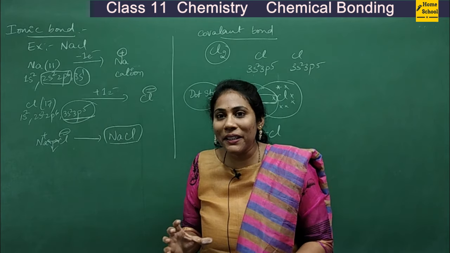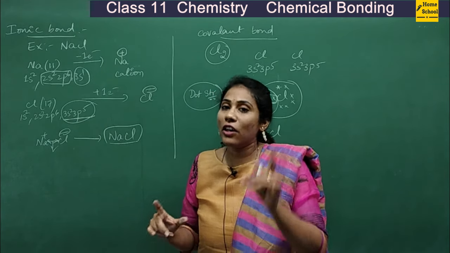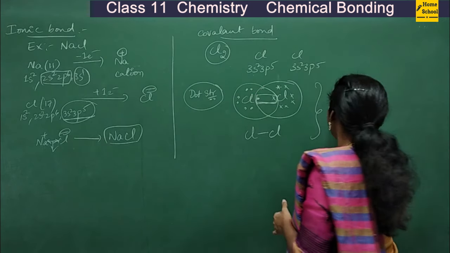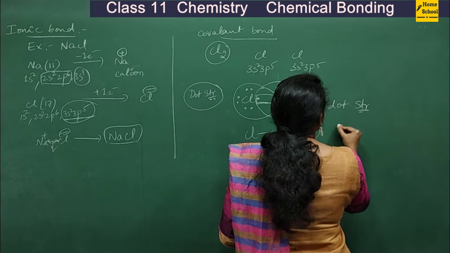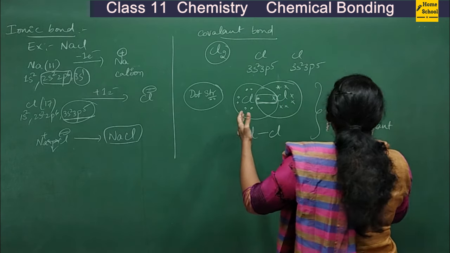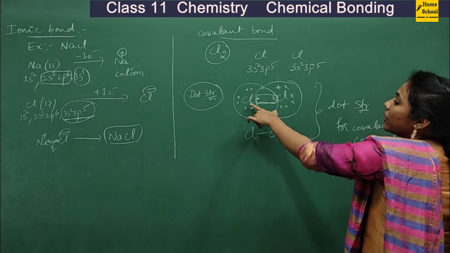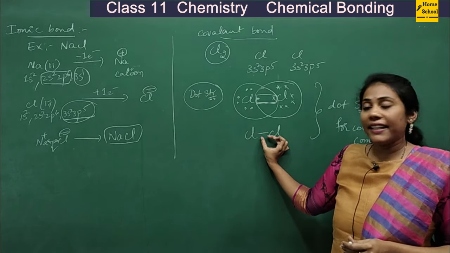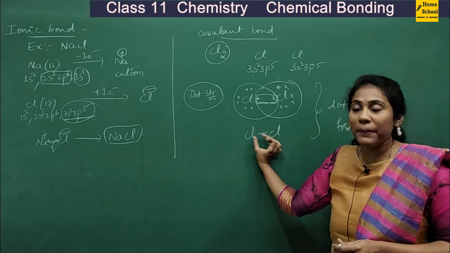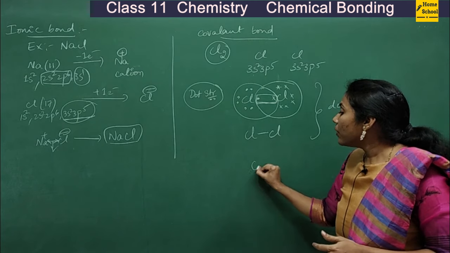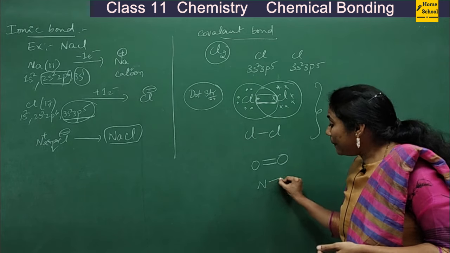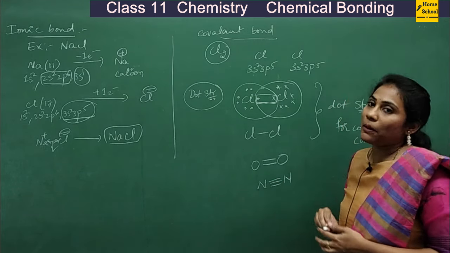In the Carbon and its compounds chapter, we have learned how to draw dot structures, right? Usually dot structures are written for covalent compounds. This is called a covalent compound, a covalent molecule, because sharing of electrons is taking place. This is called a bond. If one pair is shared between two atoms, one bond is formed. If two pairs are shared, a double bond is formed. If three pairs are shared, a triple bond is formed.